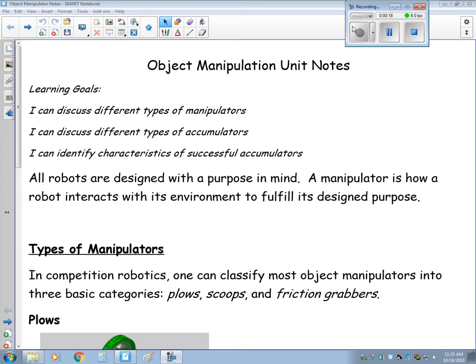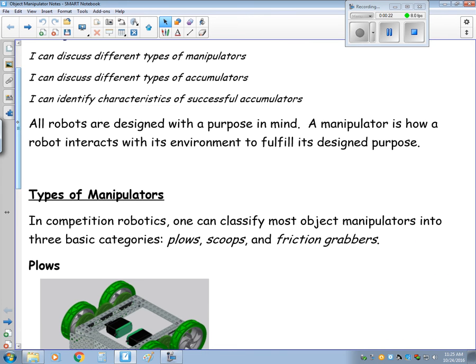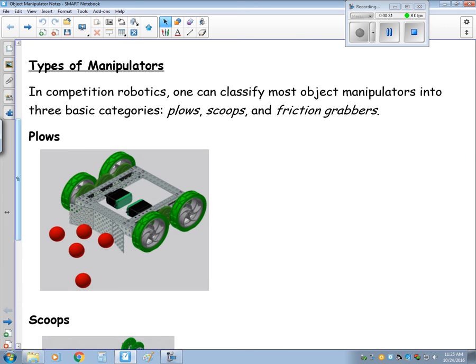So all robots are designed with some sort of purpose. The manipulator is how the robot interacts with its environment to fulfill that designed purpose. So, some types of manipulators. For competition robotics, we can classify most object manipulators into 3 basic categories: plows, scoops, and friction grabbers. So a plow is an object manipulator that applies a single force on an object without picking it up.